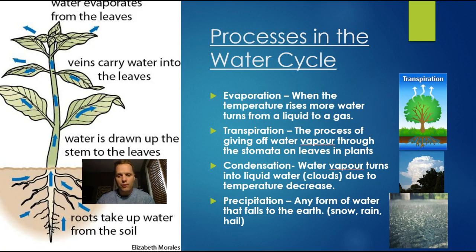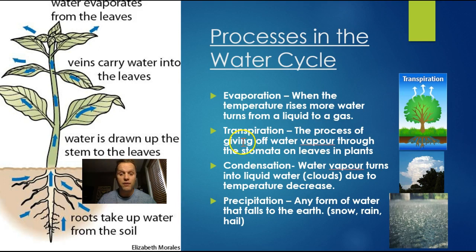Here are some of the important processes in the water cycle. First, it's evaporation. When the temperature of water rises, it turns from a liquid to a gas. Then, we also have a similar thing happening in plants. If you've ever taken a plant and covered it with a plastic bag, you'll know eventually there will be water droplets inside of that bag. That's because the plants are giving off water through a process known as transpiration.